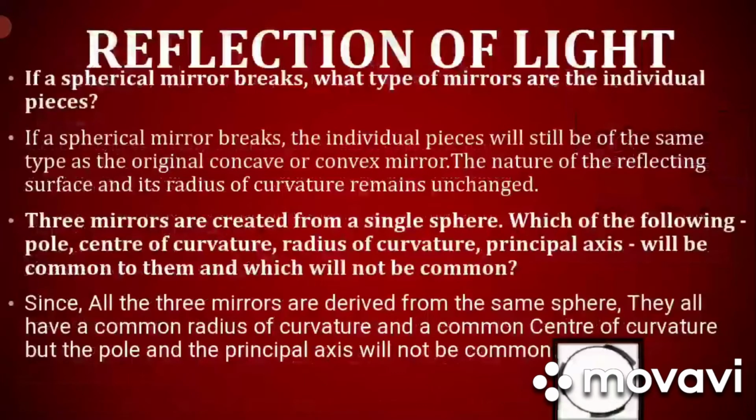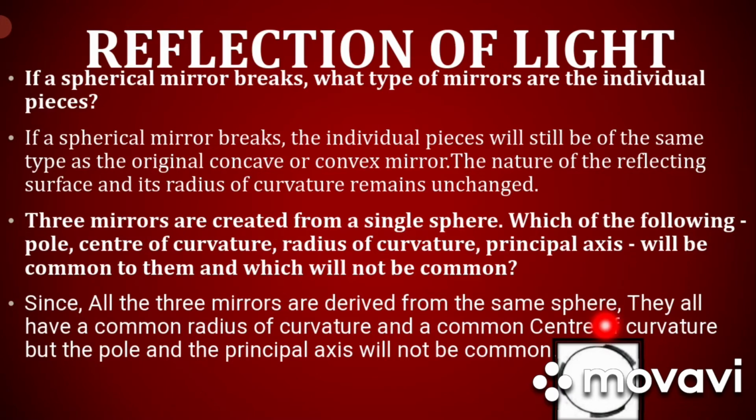If a spherical mirror breaks, what type of mirrors are the individual pieces? If a spherical mirror breaks, the individual pieces will still be of the same type as the original concave or convex mirror. The nature of the reflecting surface and its radius of curvature remains unchanged.